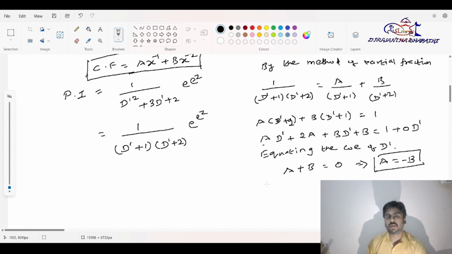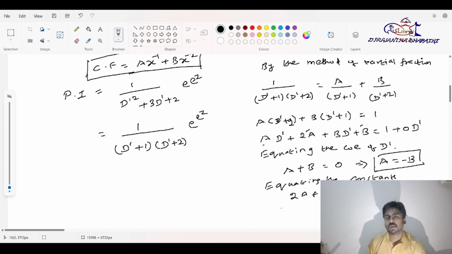Now I am going to equate the constant terms. The constant on the left hand side is 2A plus B. So 2A plus B equal to constant on right hand side is 1. So now 2A plus B equal to 1. You already know A equal to minus B. So this implies minus 2B plus B equal to 1. So minus B equal to 1. This implies B equal to minus 1.